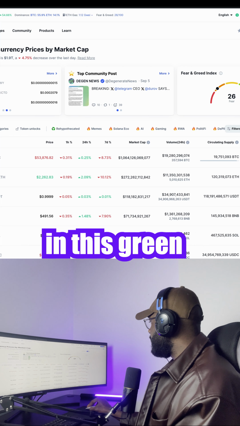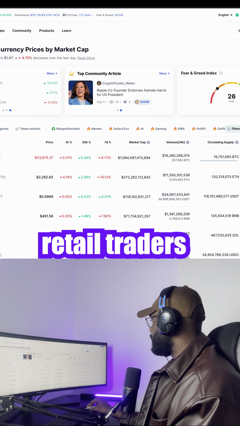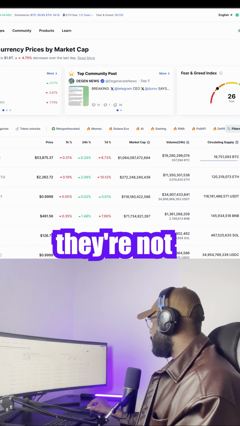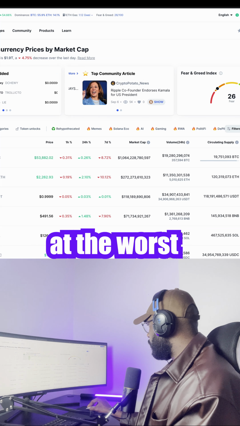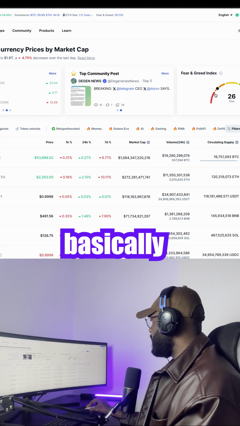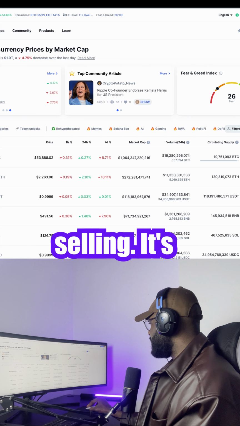And when we are in this green zone, which is extreme greed, that is when retail traders are jumping in, they are buying, and they're wondering why they're not making any profit, because you're buying at the worst time and then you're selling at the worst time. So you're basically selling when you should be buying, buying when you should be selling.